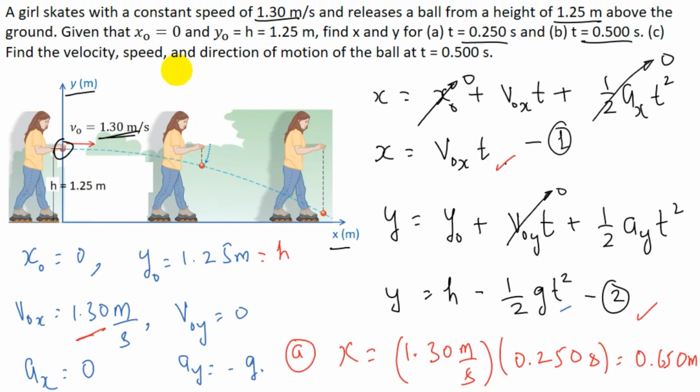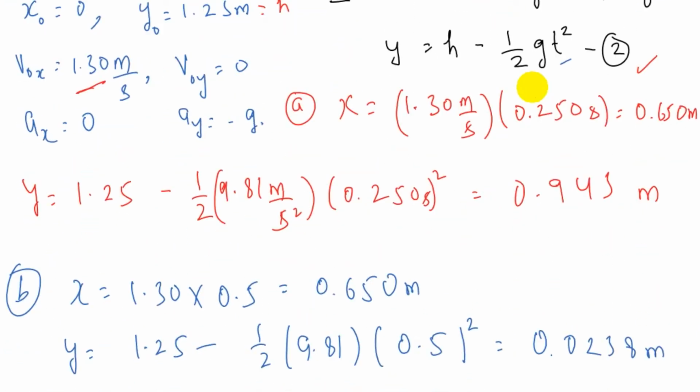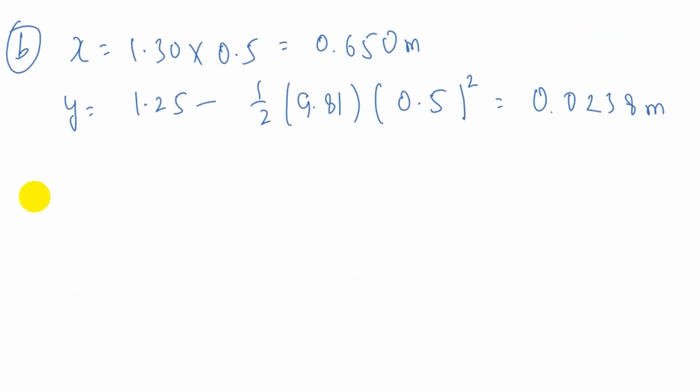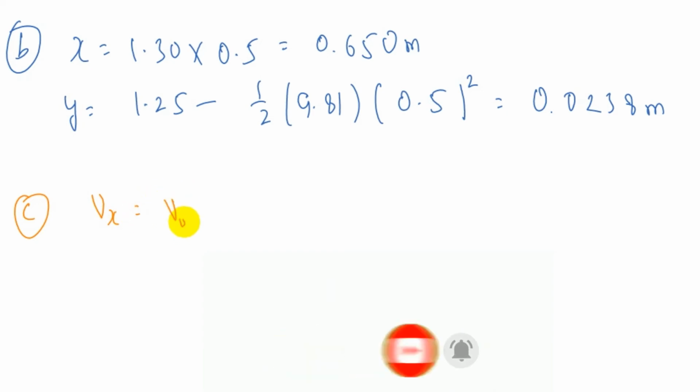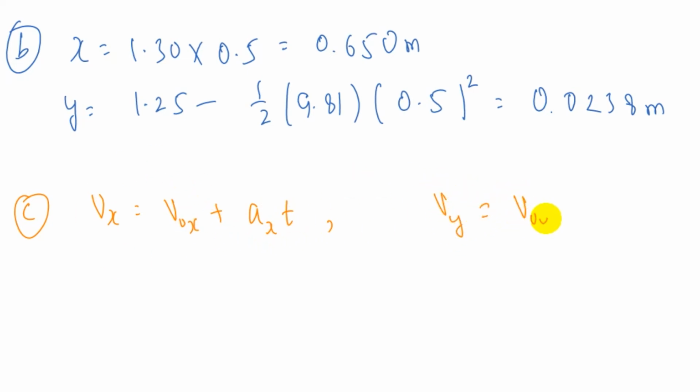Now next, in the c part, we need to find the velocity, speed and the direction of the ball at time t equals 0.500 seconds. Okay, so we can proceed with the c part. Now for the c part, I'm going to use the equation velocity as a function of time. So vx, this will be v naught x plus ax times t. This is the x direction, and in the y direction we have vy equals v naught y plus ay times t. Now ax is 0, so this whole term is 0.